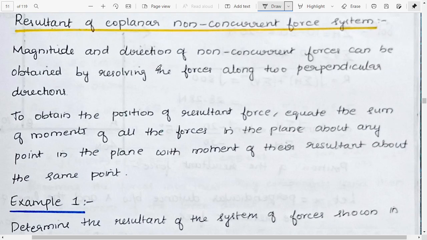The magnitude and direction of non-concurrent forces can be obtained by resolving the forces along two perpendicular directions. To obtain the position of the resultant force, equate the sum of moments of all the forces in the plane about any point in the plane to the moment of the resultant about the same point. We can use Varignon's theorem, which is F into D equals F1 into D1 plus F2 into D2, and with it we can solve any non-concurrent force system.